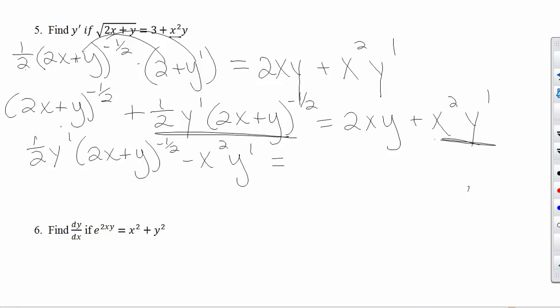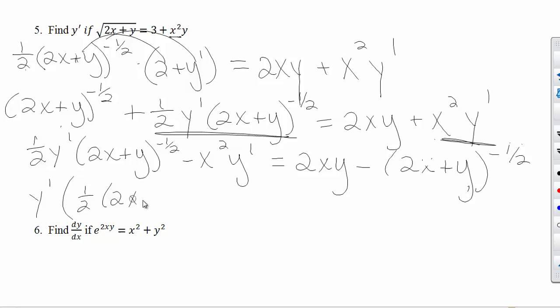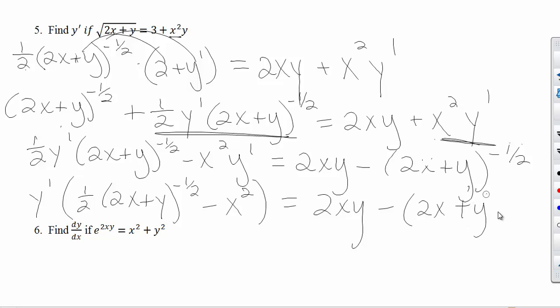And then equals, on the right side I have 2xy, and I would subtract over the 2x plus y to the negative 1/2. This is a lot of algebra in these problems. So the calculus is the first step, getting the derivative, and then there's a lot of algebra solving for the y prime. Factor the y prime out to the negative 1/2 minus x squared, and then I would just divide by that. And my answer would just be the right side divided by this to get y prime by itself. Okay.